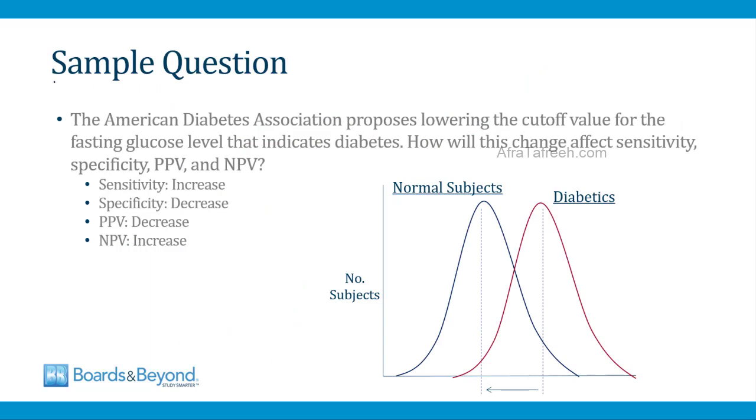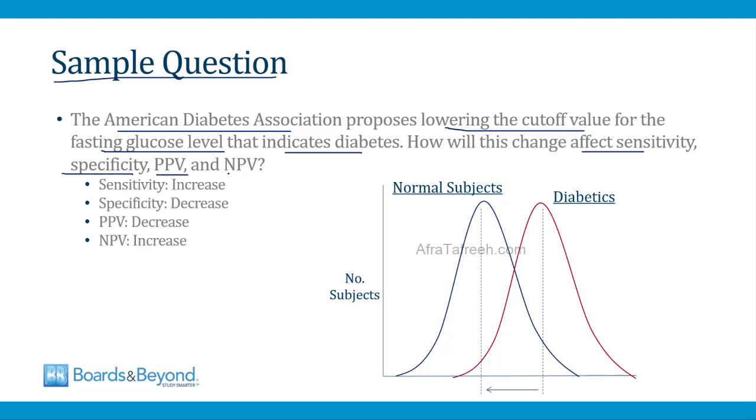So let's go through a sample question that emphasizes these points. So suppose the American Diabetes Association proposed lowering the cutoff value for fasting glucose level that indicates diabetes. How will this change affect sensitivity, specificity, positive predictive value, and negative predictive value for the diagnosis of diabetes?